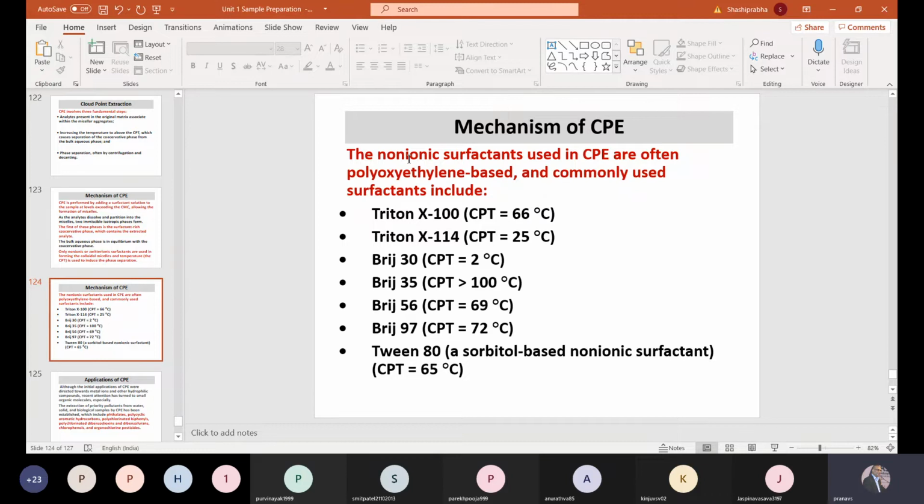So essentially it should be non-ionic, and for that to happen, these are the polyoxyethylene based surfactants, and the commercial names are Triton X100, Triton X114, Brij 30, 35, 56, 97, having different temperatures for critical point, for cloud point temperature. CPT is cloud point temperature, which is 2 degrees centigrade, 100, 69, 70, depending upon the type of surfactant which you use. So these are the common surfactants which are being used to form the distinct phase in cloud point extraction.